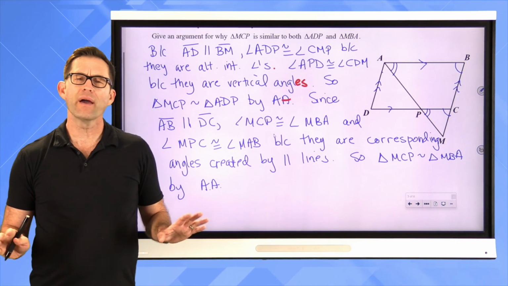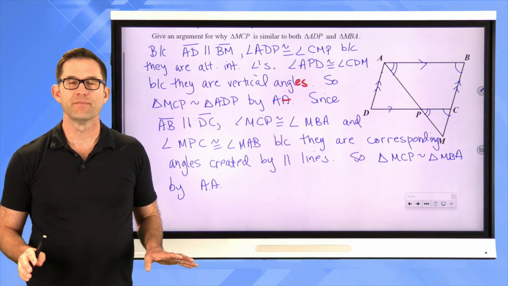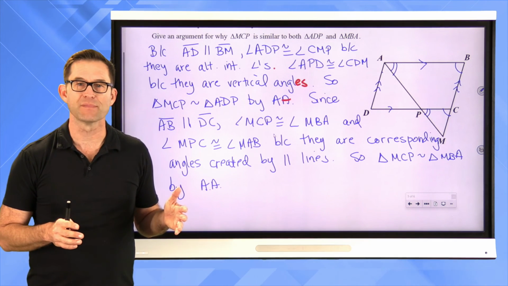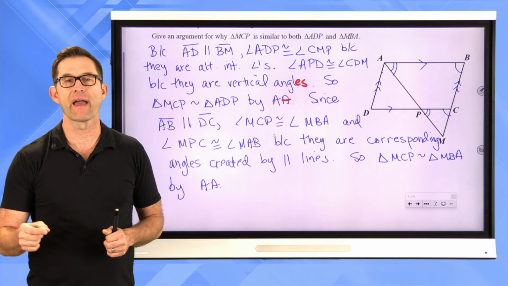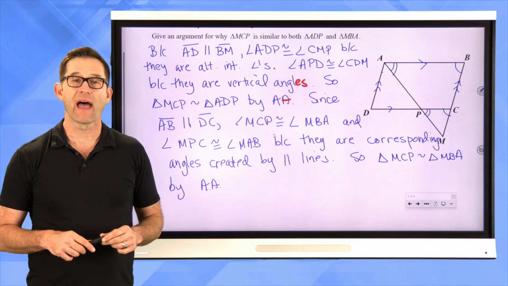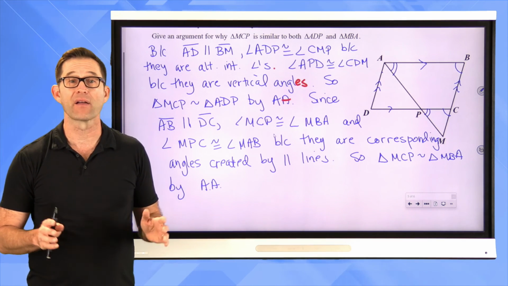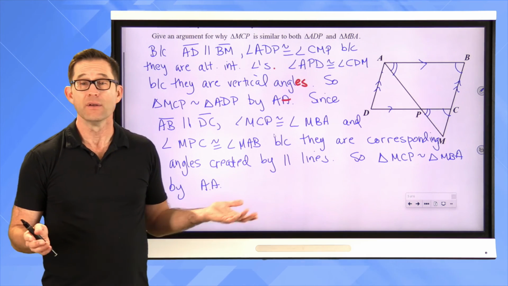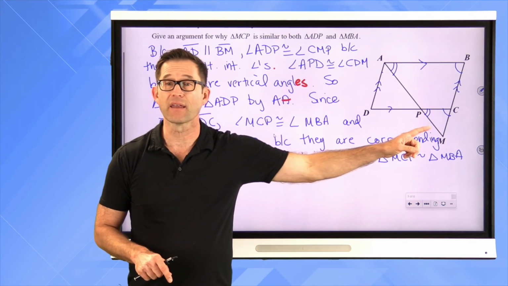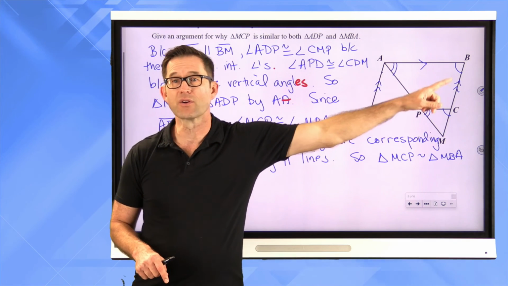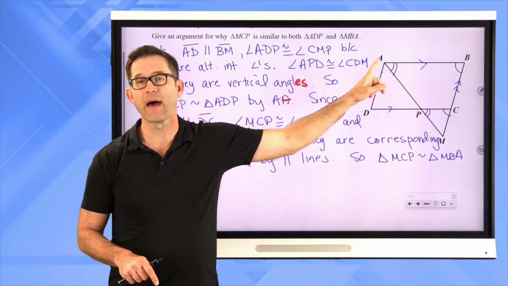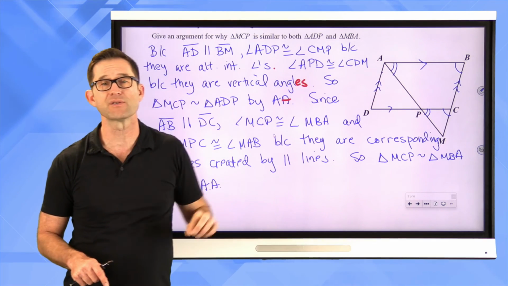Now I don't know if you've noticed this, but many times when you prove that two triangles are similar by the angle-angle similarity theorem, it's actually possible to prove angle-angle-angle. So I could have easily done that in the second case. I could have said M is congruent to M, this one's congruent to that one, this one's congruent to that one. That's because of the parallel line business.